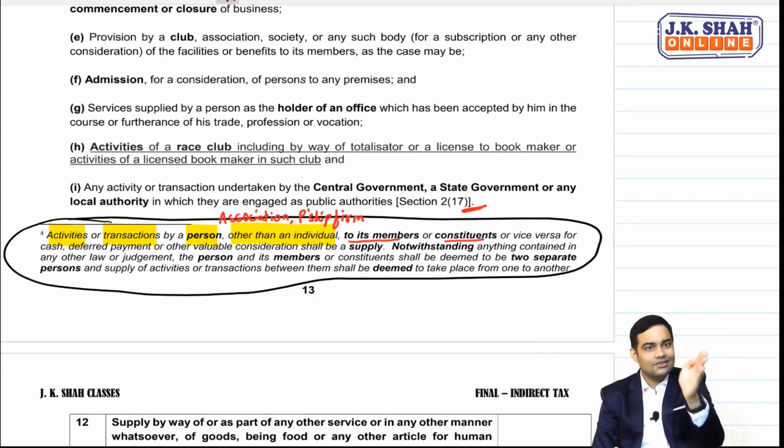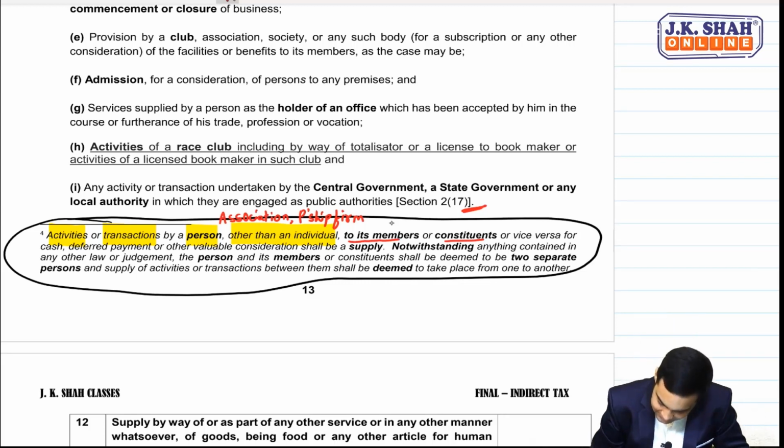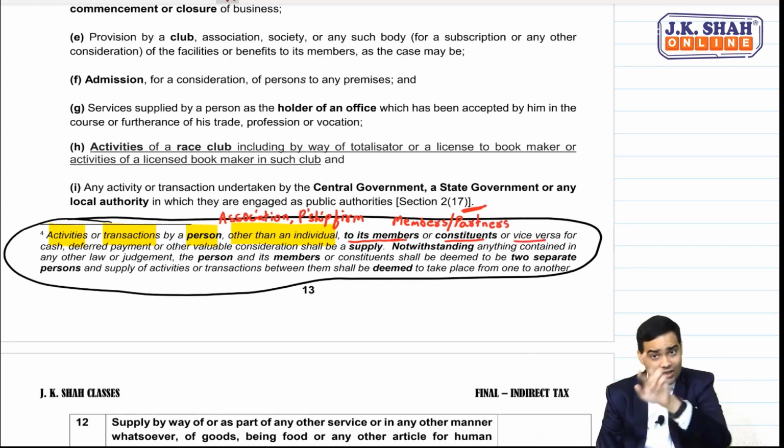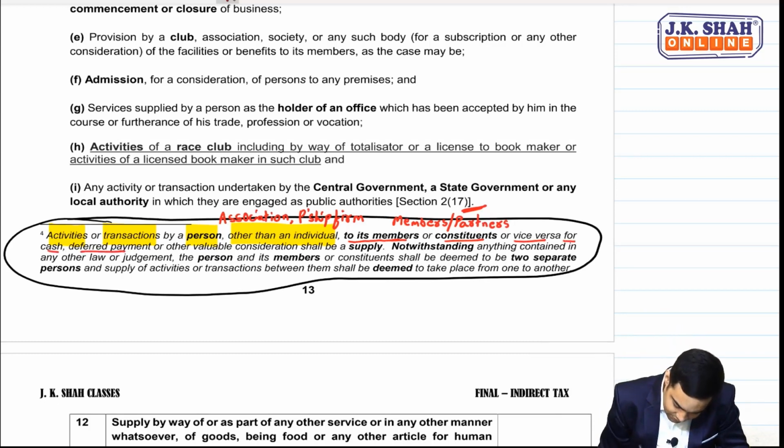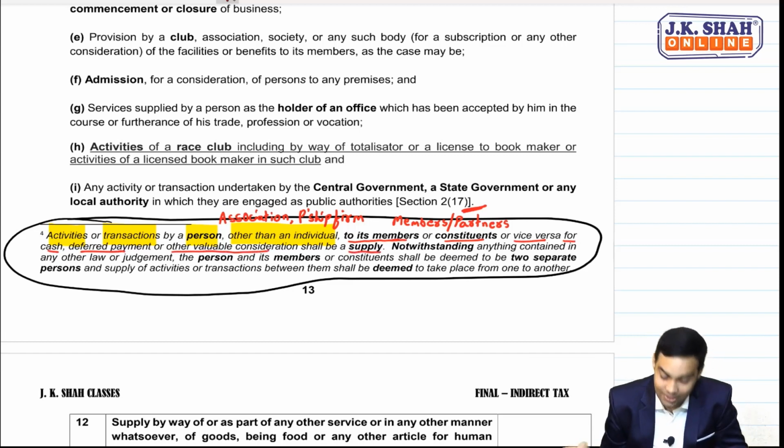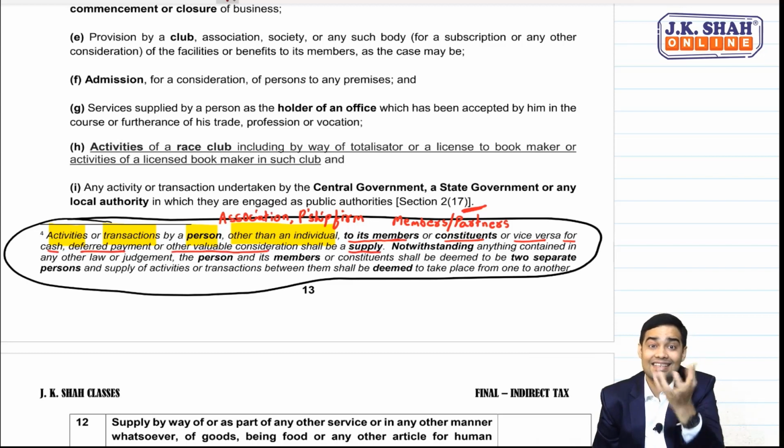Constituents are the persons who have made that organization. To its members or constituents. Members, or I can also write partners of the firm, or vice versa. So whether members are providing to association or association is providing to members, for cash, deferred payment or other valuable consideration shall be a supply. So they have included this in the term supply.